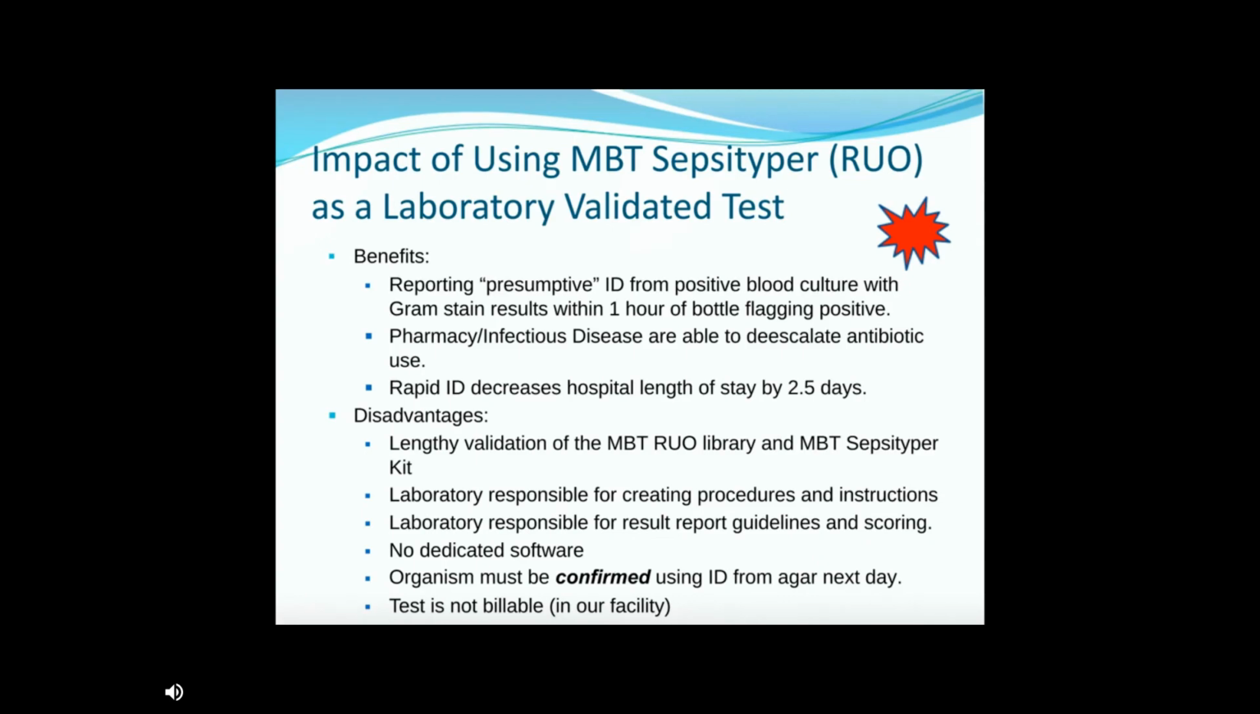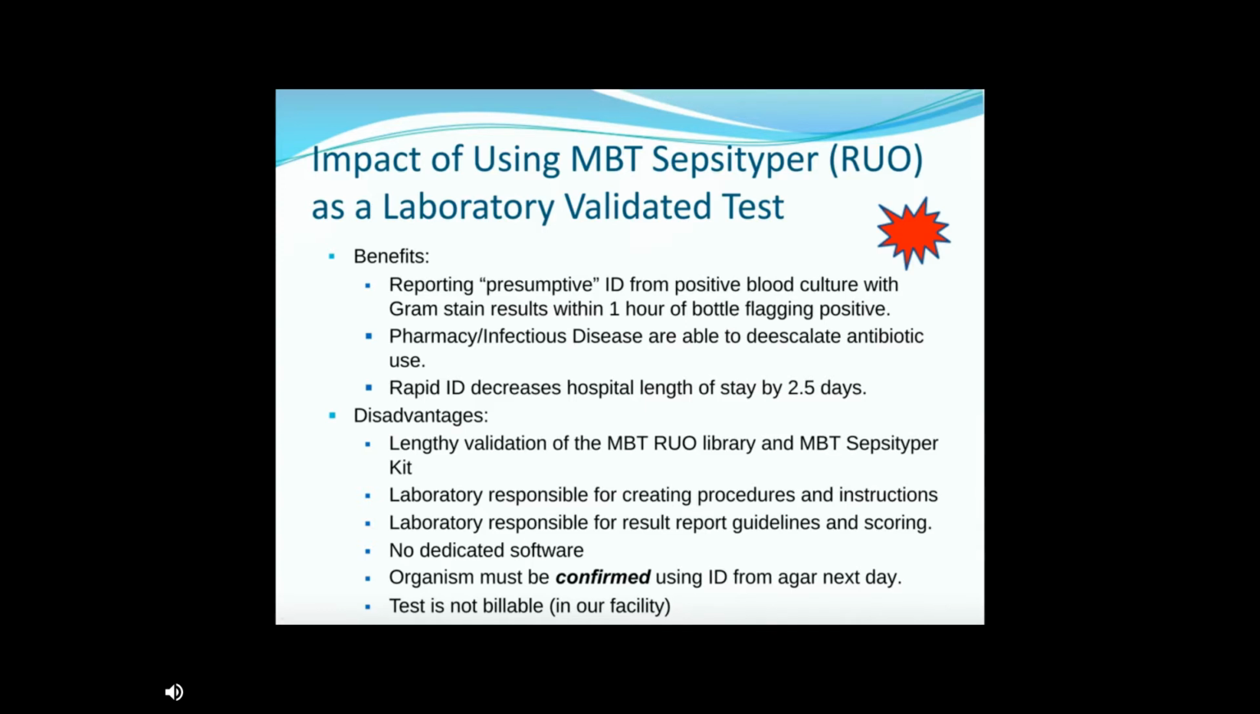So the impact of using the Sepsityper, because it's still on the research side, we always would put presumptive ID after the organism. We would have the gram stain within that hour, be able to do a Sepsityper, put the organism in, but we would call it presumptive ID. So pharmacy and infectious disease were still able to see the identification and be able to treat their patients accordingly, and it also did help decrease that hospital length of stay.